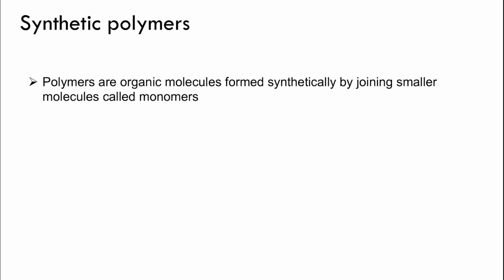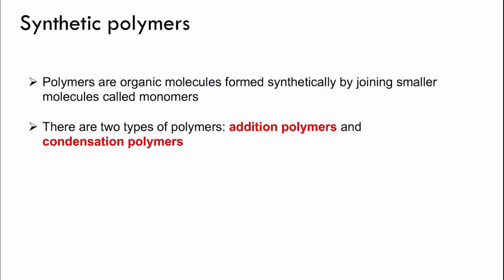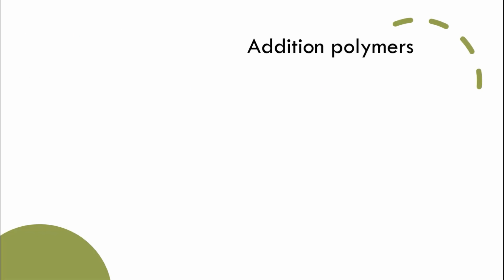Synthetic polymers are organic molecules formed synthetically by joining smaller molecules called monomers. They are formed of repeated units, the exact same unit repeated more and more until they give you the polymer. There are two types of polymers: addition polymers and condensation polymers. Let's start off by talking about addition polymers.